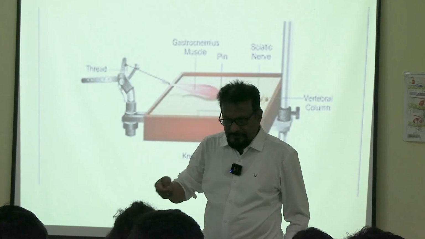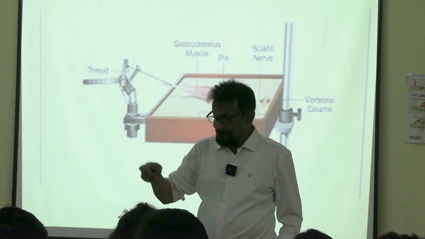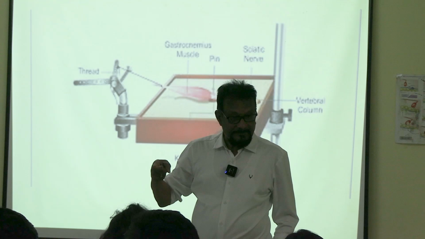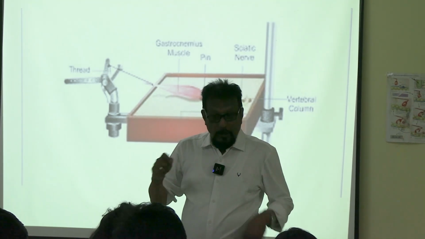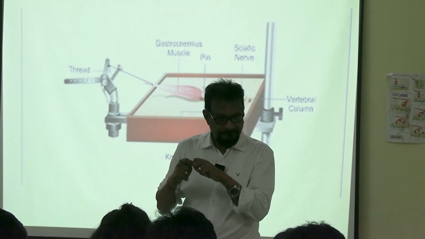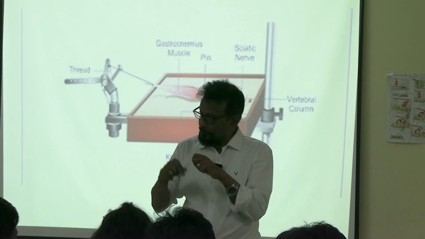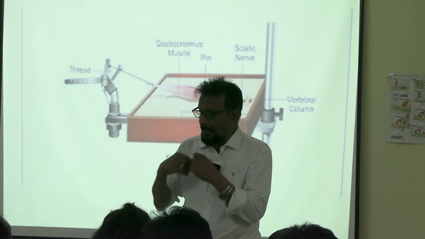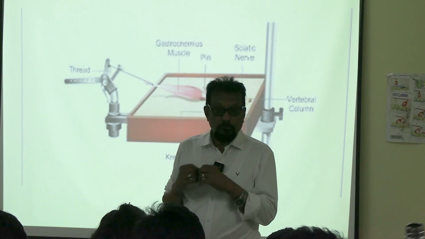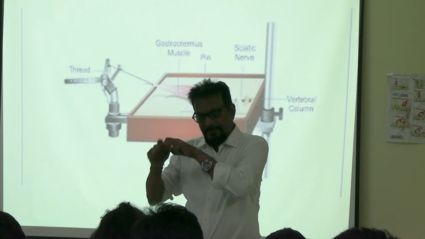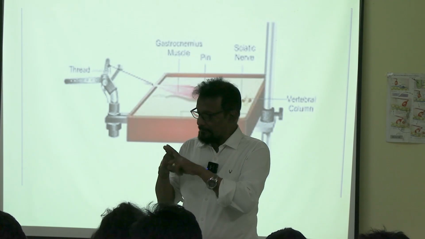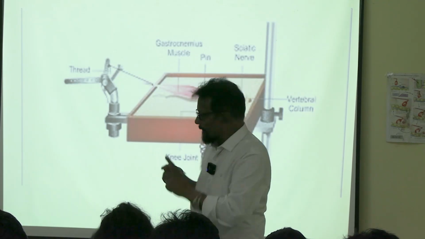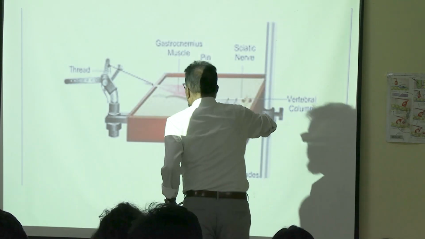You will be piercing the Achilles tendon. Or you can tie it with a thread. Either you pierce it with a pin, or if you don't have a pin or don't want to use the pin, then you just tie the tendon with the thread.